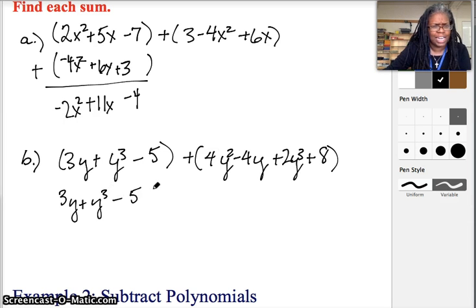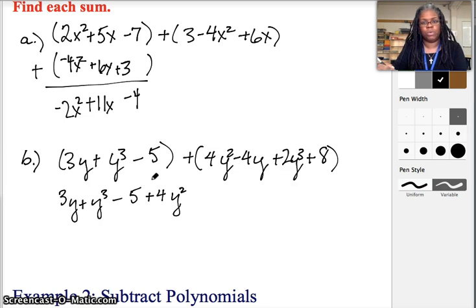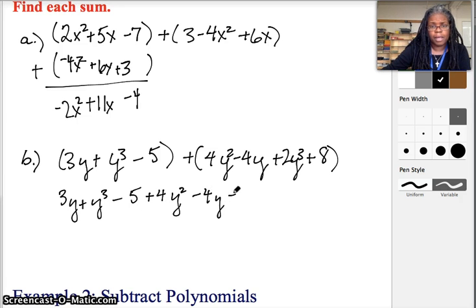By the way, I would not even rewrite this if I were doing the horizontal method, because this plus sign doesn't change anything here. And I'm emphasizing that because when we do subtraction, it will. So we need to keep that in mind. So 3y plus y to the third power minus 5, and so on, minus 4y plus 2y to the third power plus 8. So again, I'm going to underline like terms.